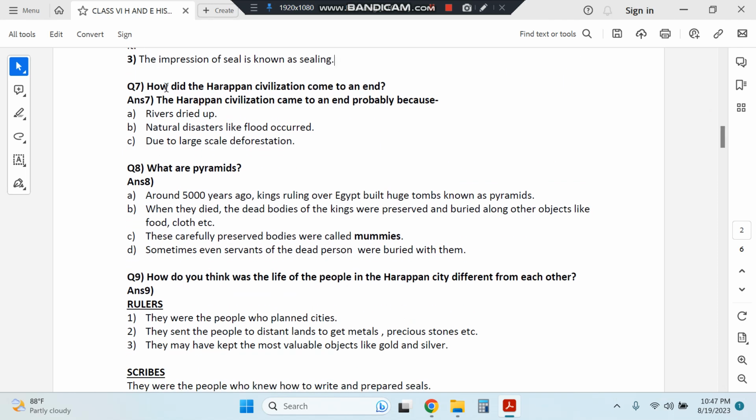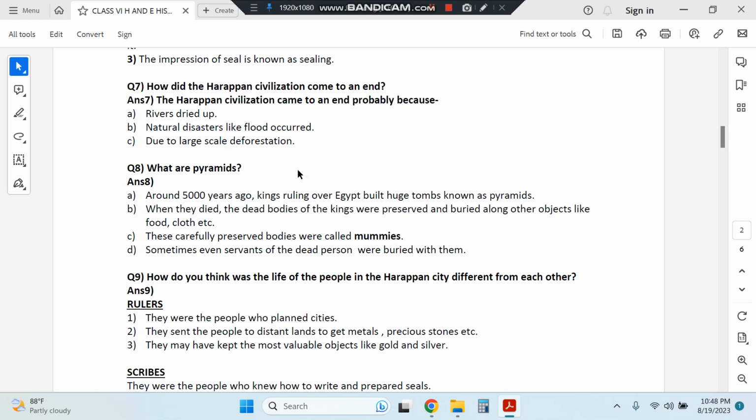How did Harappan civilization come to an end? There is no fixed reason that we have for it today, there's no surety, but there are some probable causes. Maybe the rivers dried up, so people shifted somewhere, or maybe there were natural disasters like floods, or due to large scale deforestation, the civilization came to an end.